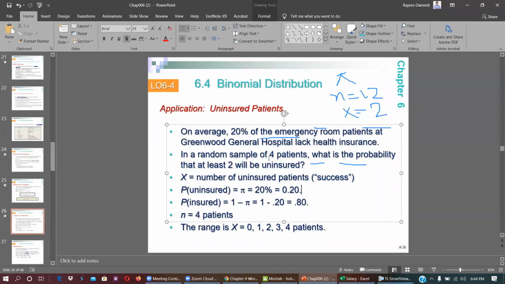In a random sample of 4 patients, they took a random sample of 4, which is n equal to 4. What is the probability that at least 2 will be uninsured? So they took the 4 samples and they want to check that at least 2 will be uninsured. Okay. Do you want me to do it on Minitab, or do you want me to do it on the calculator?